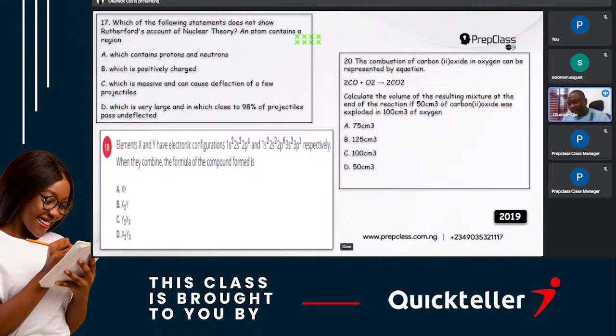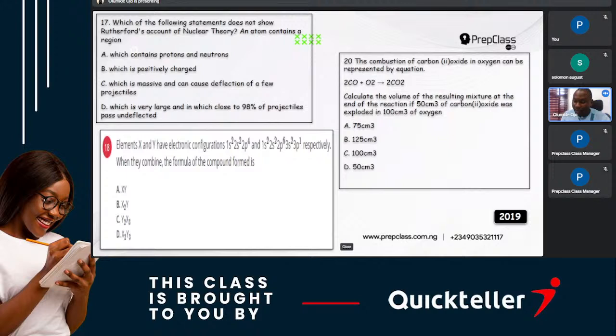Now, if my 2 is 50, my 1 will be what? Will be 25. You cannot go the other way, that if my 100 is 1, my 2 will be 200, and we cannot find 200 in 50. So you cannot go that way. But if my 50 is 2, then my 1 is 25, and you can still see 25 in 100 cm³ of oxygen. That means what we'll be using of CO is the total 50 cm³, but what we'll be using of O2 is 25 cm³.